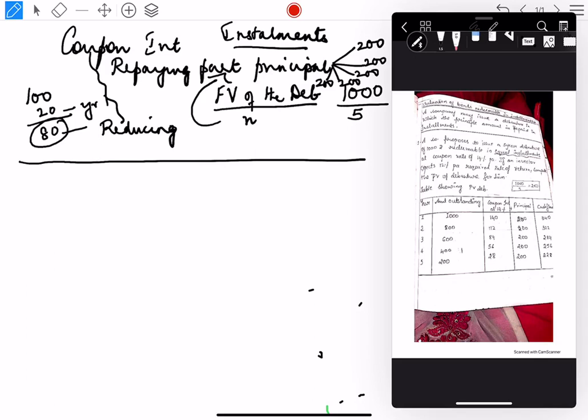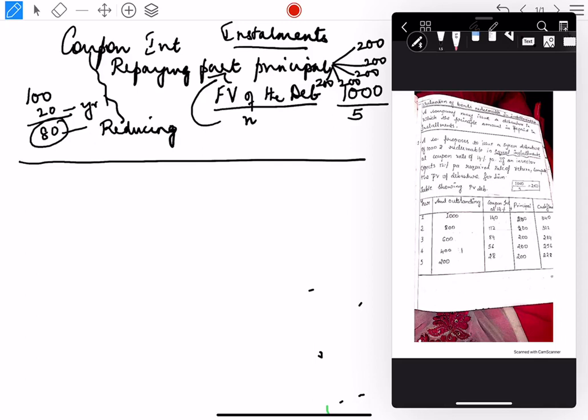This is the meaning of equal installments, where the debenture is being redeemed in a given number of installments based on the number of years. So 1000 rupees has been repaid as 200, 200, 200, 200 and 200. That's what we have understood here.